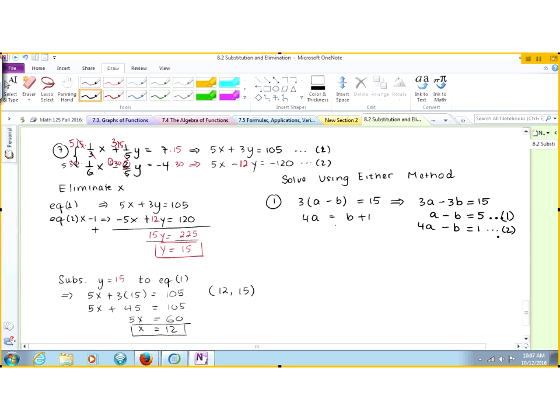So notice also that if you have elimination, your variables must be on the left. Like this, A and B, A and B. All right. So eliminate B. That's what you want to do. Now, when we eliminate B, what do we do to equation 1? Leave it the way it is? Okay. So A minus B is equal to 5. Now, what do we do with equation 2? Multiply by -1. Yes. So negative 4A plus B is -1.